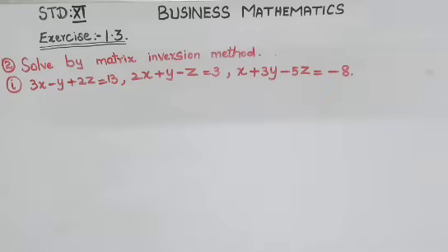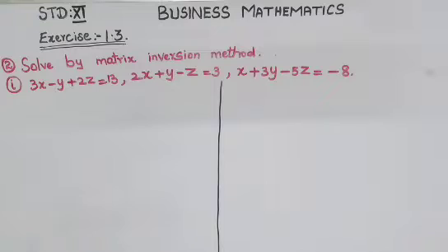Standard 11th First Mathematics exercise 1.3, second question, solved by the matrix inversion method. First equation: 3x minus y plus 2z is equal to 13. Second equation: 2x plus y minus z is equal to 3. Third equation: x plus 3y minus 5z is equal to minus 8.